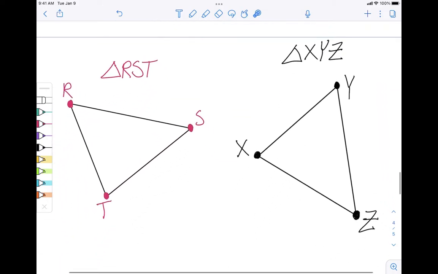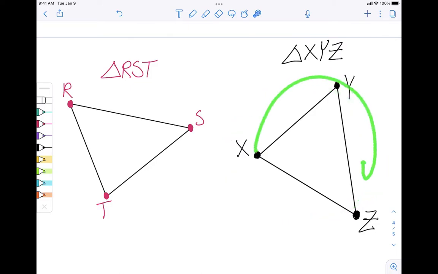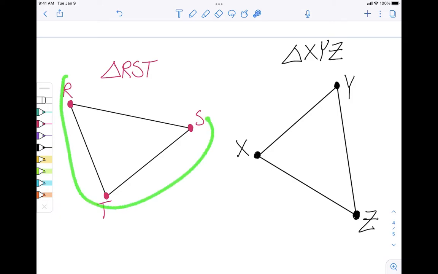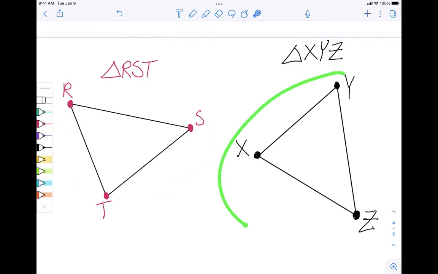So here I have two triangles. I copied this triangle and put it over here, and I turned it a little bit clockwise, so it's not exactly in the same position. I named this triangle SRT, and I named this triangle XWZ. These two triangles are congruent because I copied them. What we're going to do is identify the congruent parts.